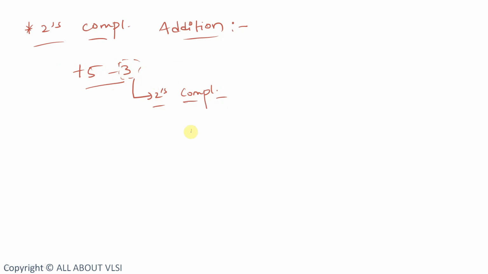So let's say plus 5 is nothing but 101, and 3 is nothing but 011. I am going to perform 2's complement on this 3, that is nothing but 101. Now I'm going to add this, 101 and 101. Now, I'm getting a carry. So in the case of 2's complement form of representation also, if I'm getting a carry, then the final result is a positive number.